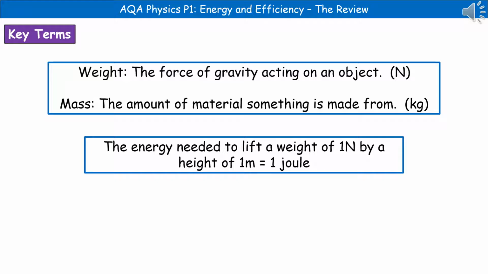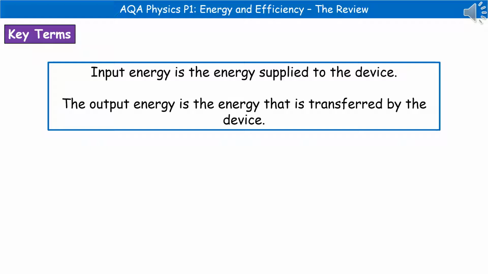The last thing we need to know is what 1 joule actually is, because we've talked about joules quite a lot, but we haven't actually said what 1 joule is. So 1 joule is the energy needed to lift a weight of 1 newton by a height of 1 meter.